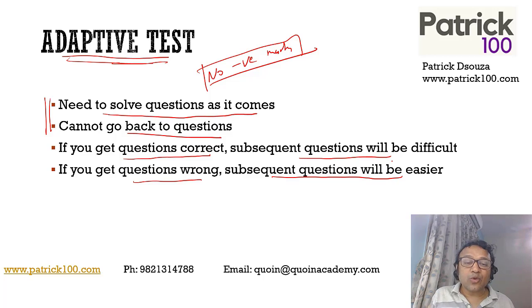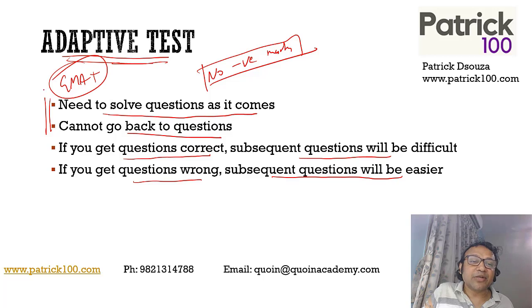That means if you get your initial questions correct, your later questions become difficult. So your questions are not standard. It changes based on how much you get correct. The more you get correct, the more difficult your paper will be. The more you get wrong, the easier your paper will be. That's how the paper is planned. That's called the adaptive test. That's how the GMAT examination is.